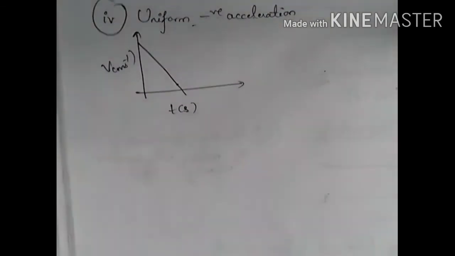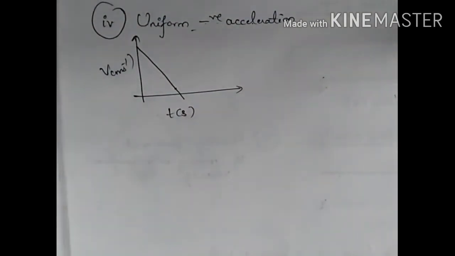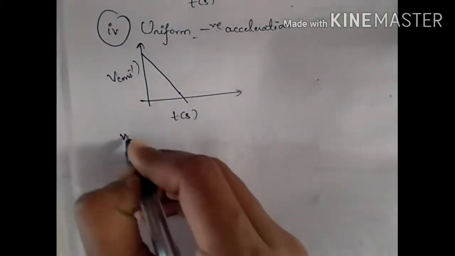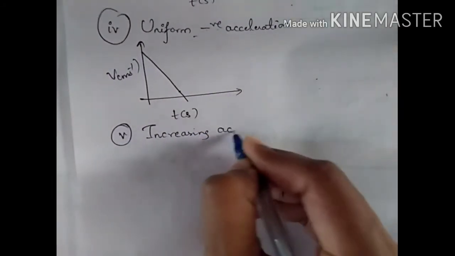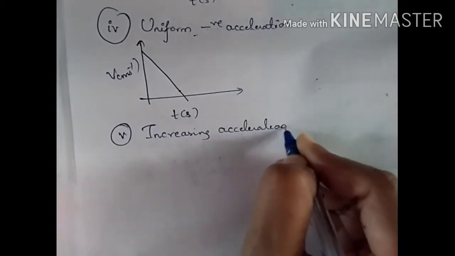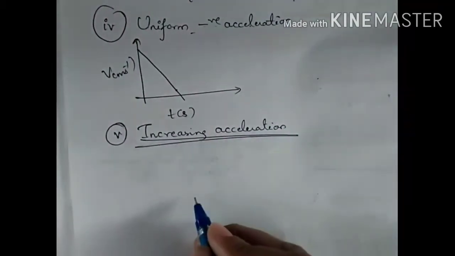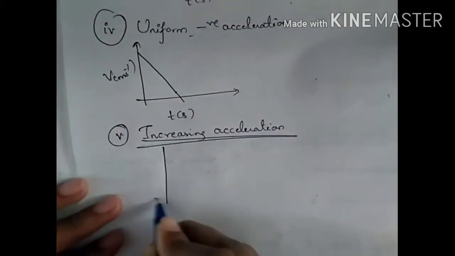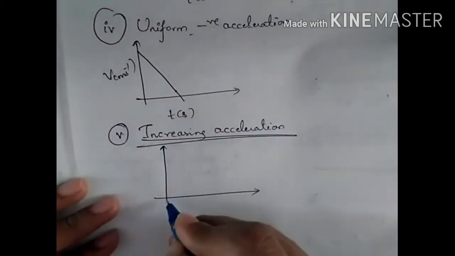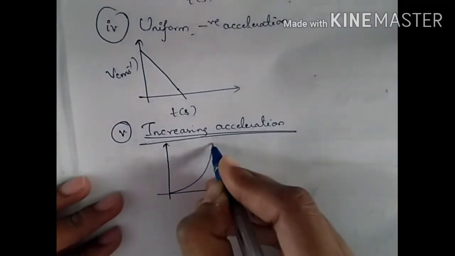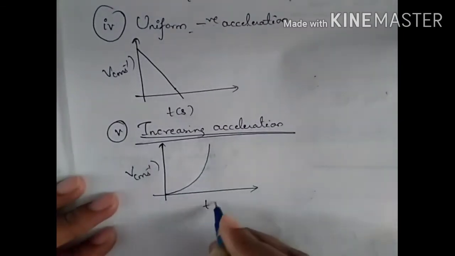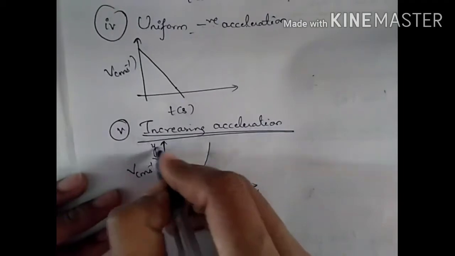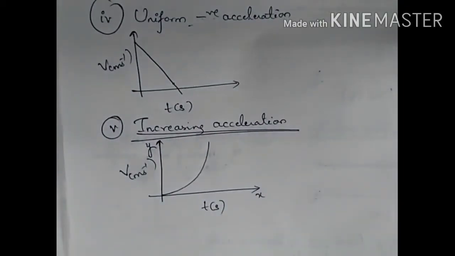So the next graph is for a body moving with increasing acceleration. Fifth is for increasing acceleration. To increase the acceleration, the velocity of an object needs to be increased. So when there is an increase in any physical quantity, the graph would look like this. So this is for increasing acceleration.